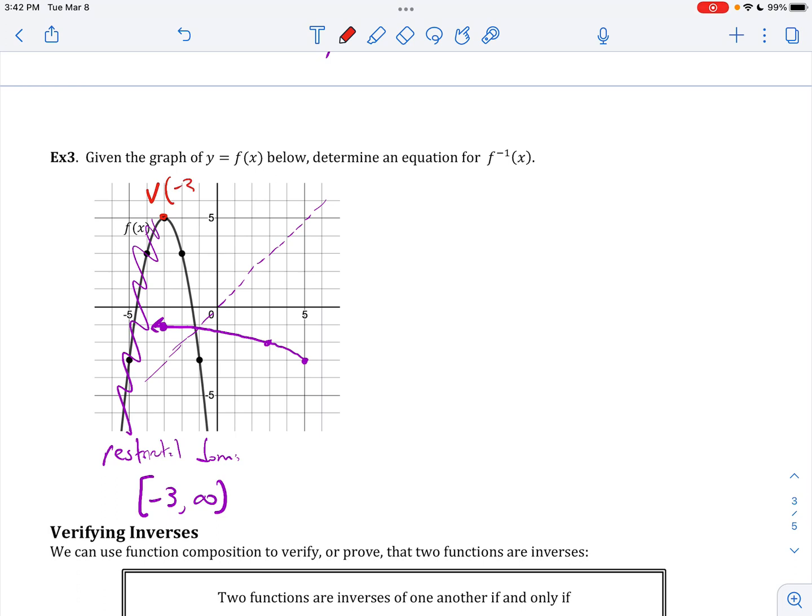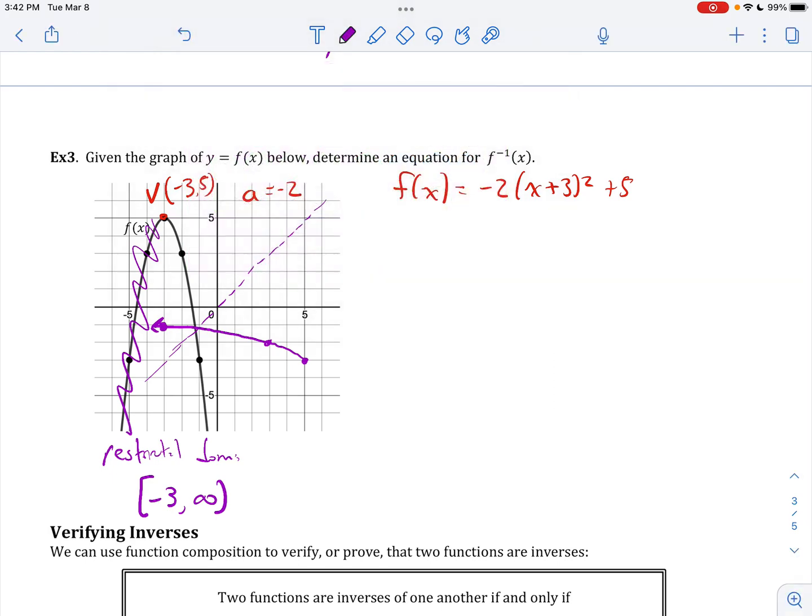The vertex was here at negative 3, 5. What's the a? Well, we've done this a lot. I go over 1 down 2, over 2 down 8. This is going to be negative 2. So f of x is negative 2 times x plus 3 squared plus 5.